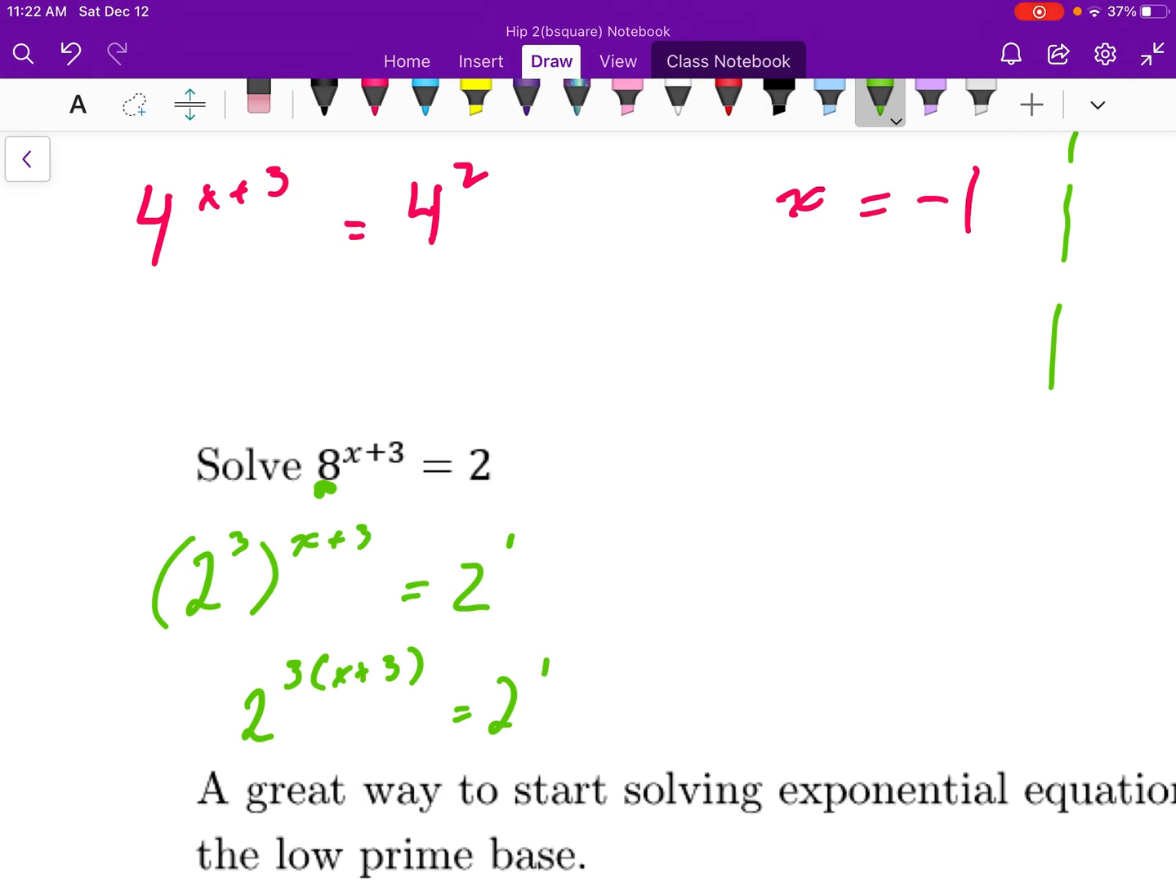Since the left-hand side and the right-hand side are equal, and my bases are equal, this implies that my exponents must be equal to have equality. So I have 3 times x plus 3 is equal to 1.